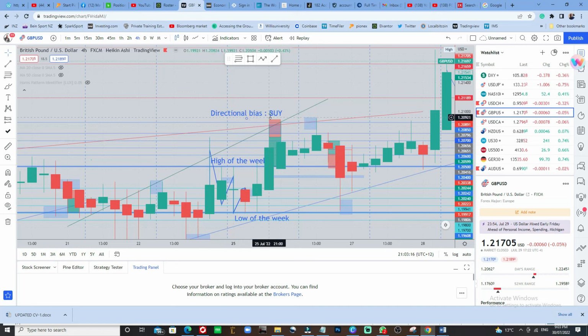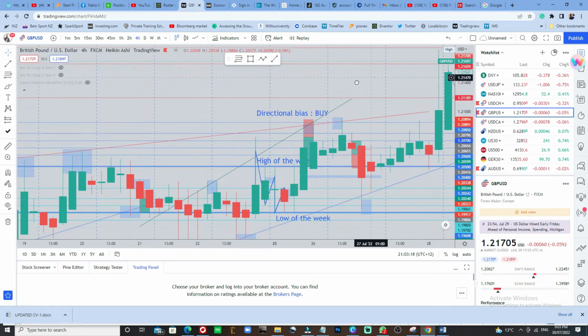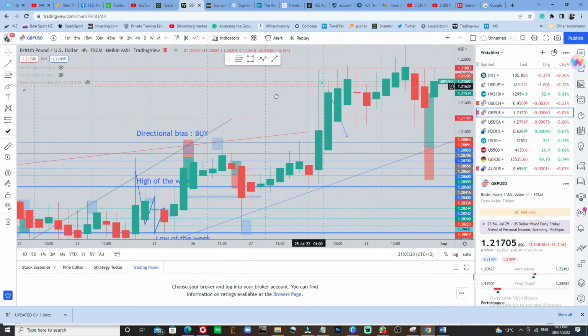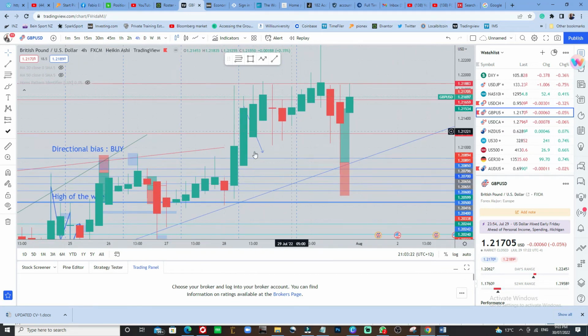So the directional bias is what? Buy. And if you look at the market all through the week, it was pushing to the upside, so it was more of a buy. That is why we need the directional bias.